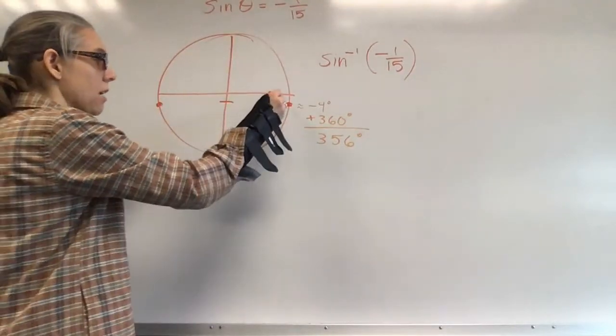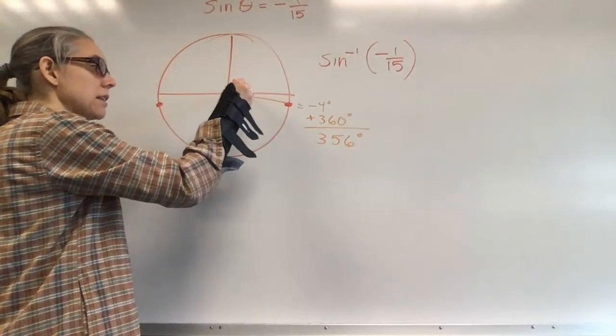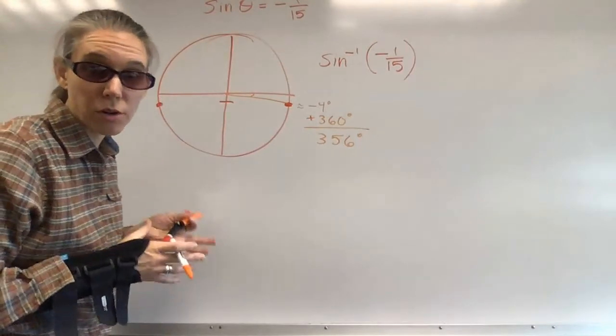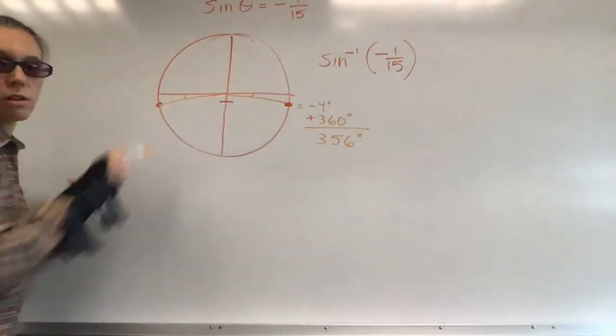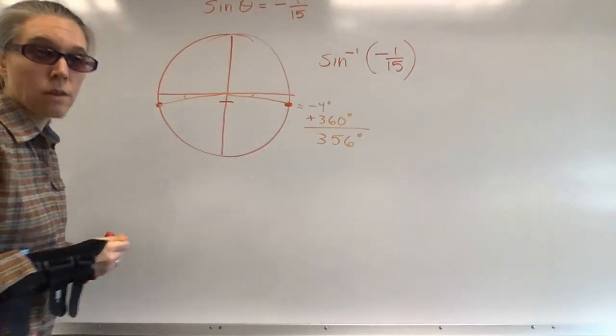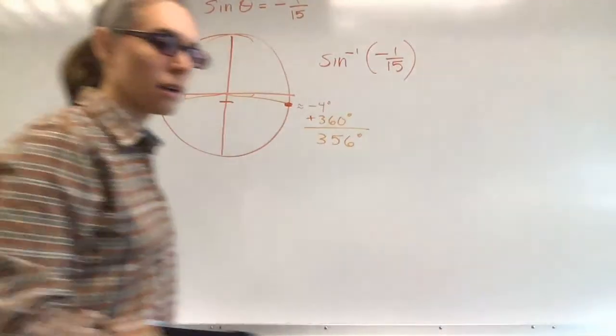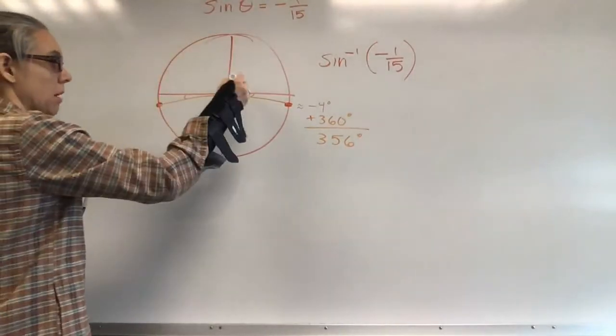Now if the angle right in here, this little tiny angle, is a 4 degree angle, then over here you also have a little 4 degree angle. So how do you get this value right here? You simply add the two pieces together to make a whole.